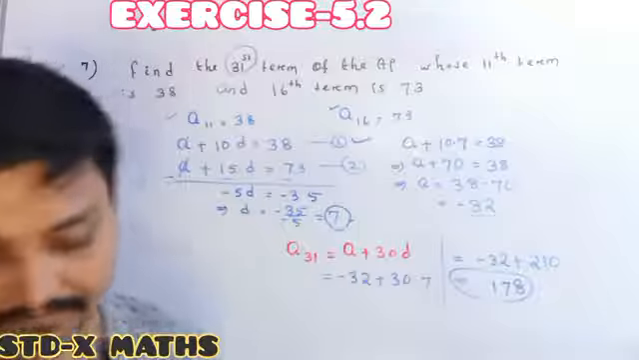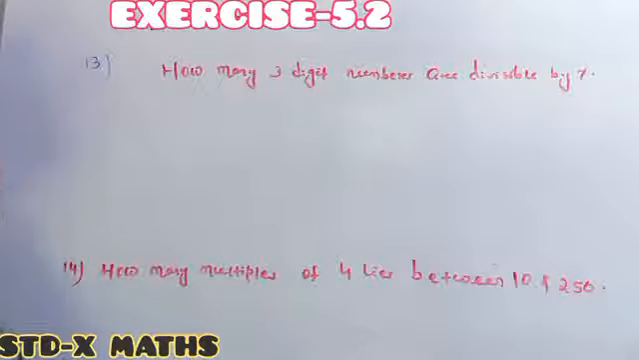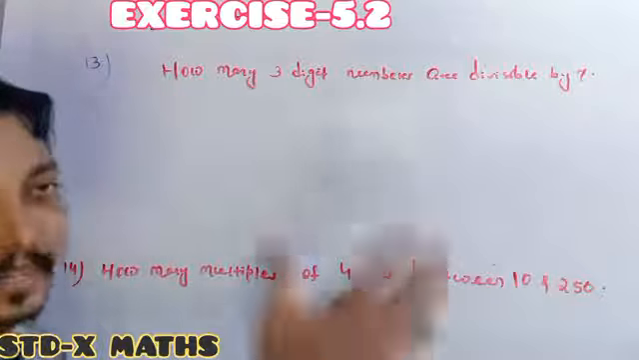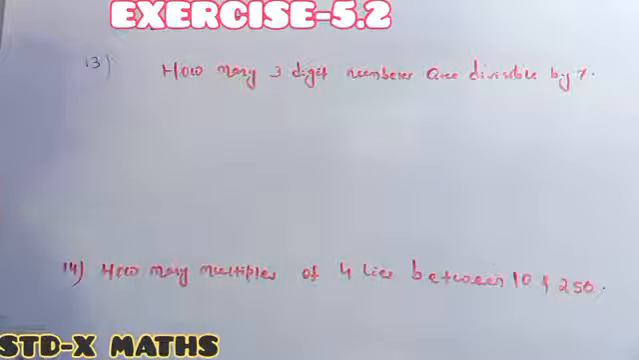Understood? The next question: how many 3-digit numbers are there which are divisible by 7? See, only 3-digit numbers are asked. So it means in our AP we only have to collect the 3-digit numbers from the smallest to the greatest which are divisible by 7.